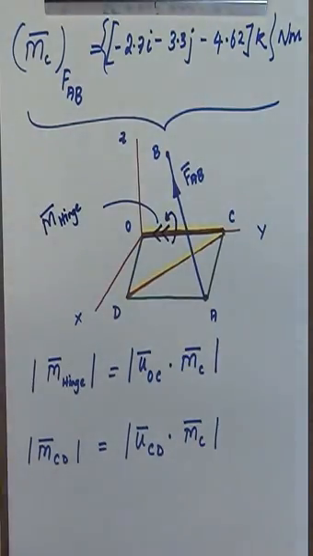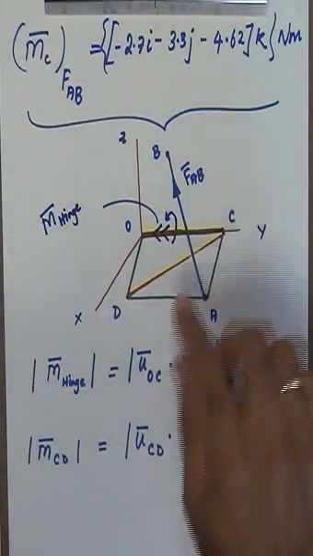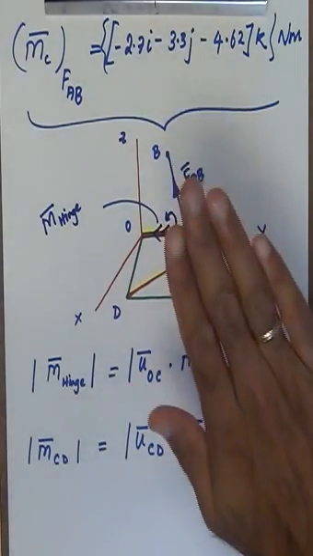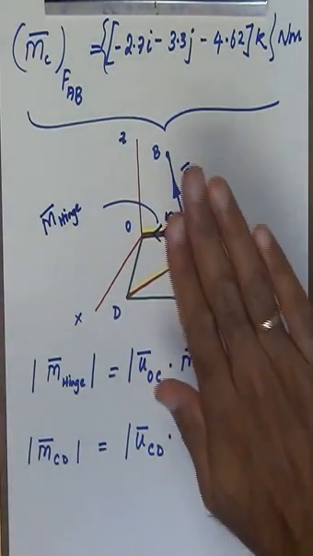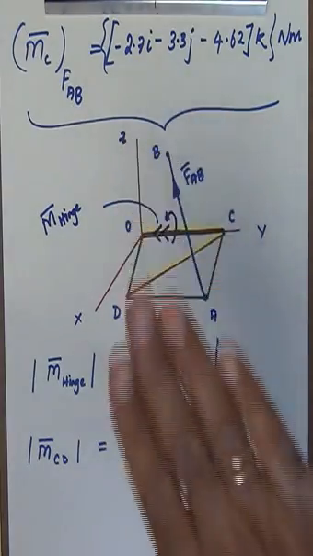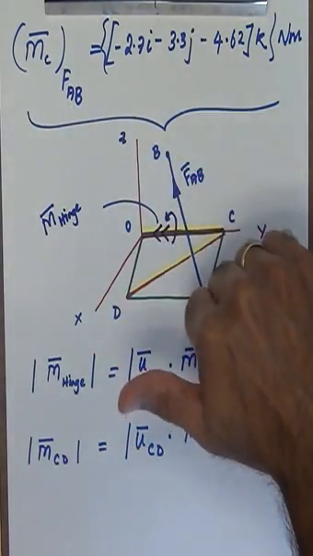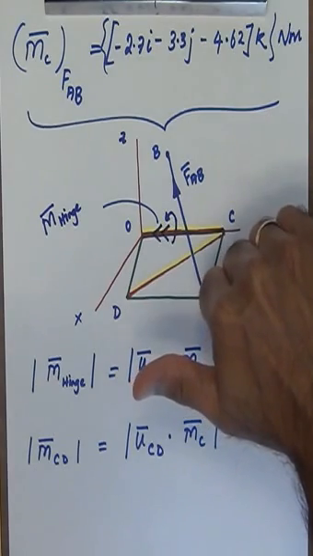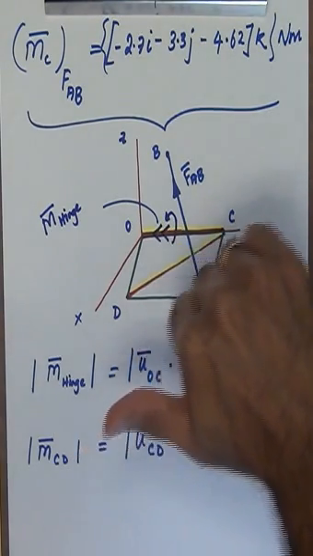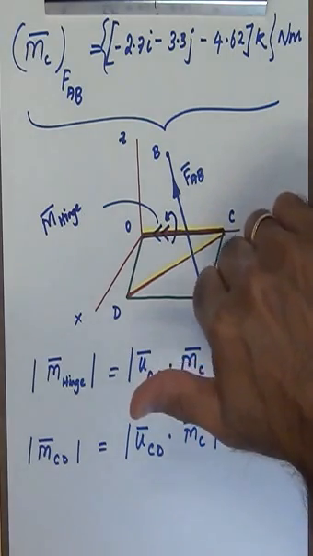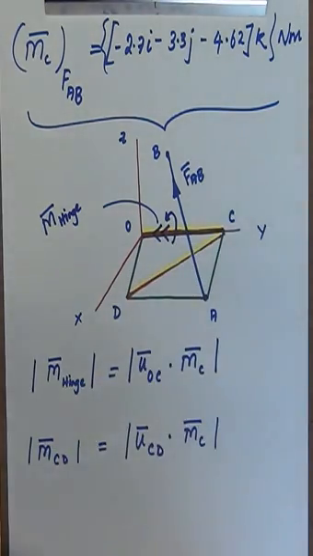Likewise, if I look at the moment of the force FAB about the line joining the point D and the point C, if I use the right hand rule, my fingers are aligned with the line of action of the force. My palm is facing the line joining the point D and the point C. If I curl my fingers, the direction of my thumb is pointed from point C to point D, which means the moment about the line DC is directed from the point C to the point D.